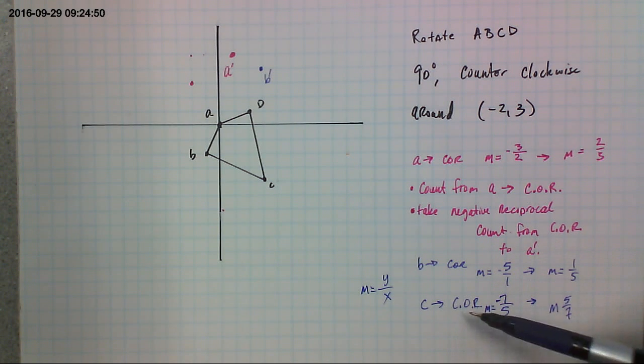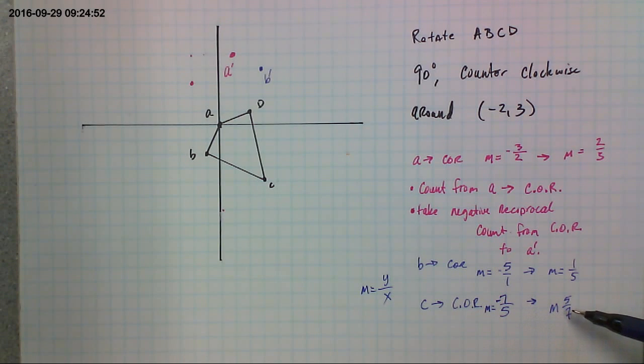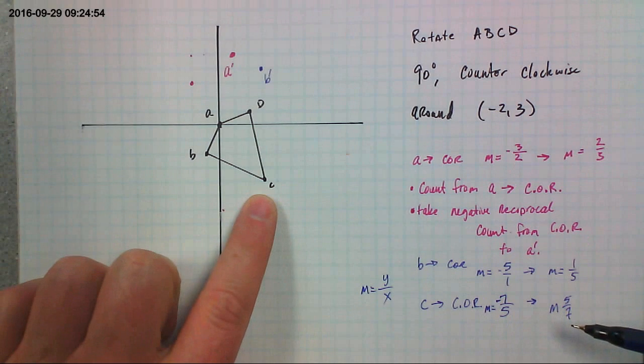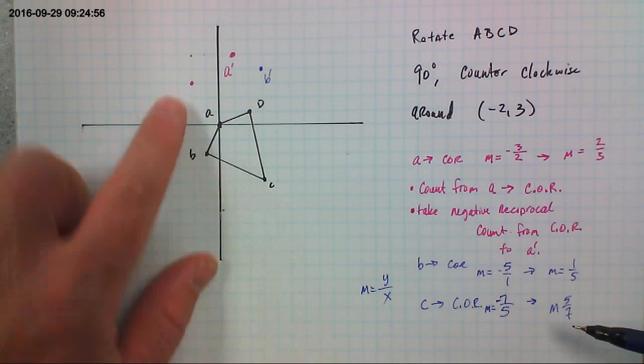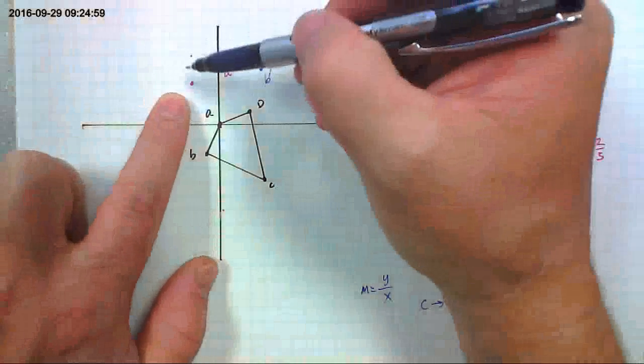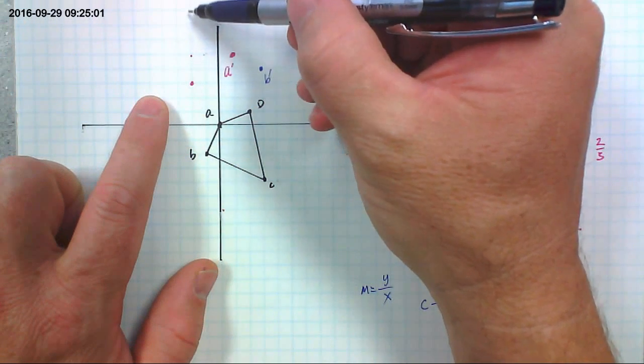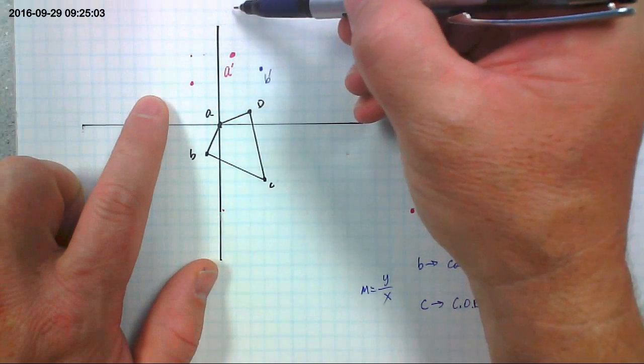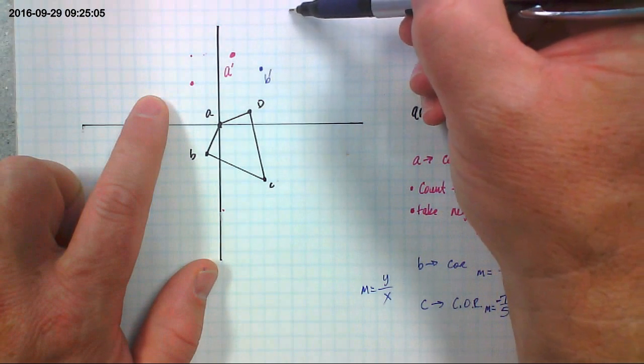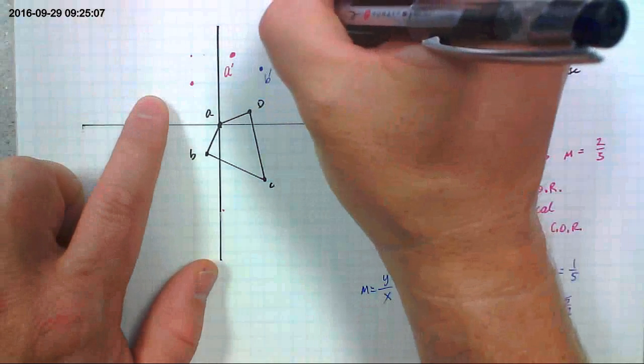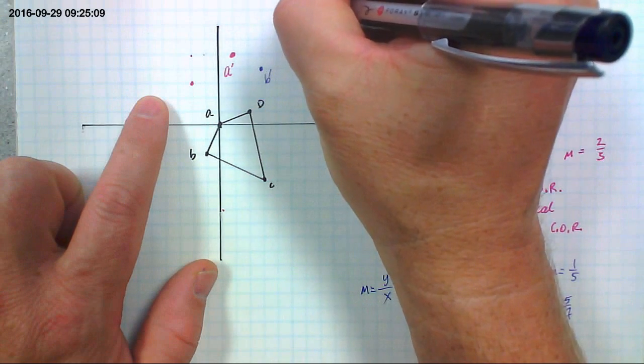So we're going to start at the center of rotation and count to our new location for the rotation of this. So starting here, going up 5, 1, 2, 3, 4, 5, and over 7, 1, 2, 3, 4, 5, 6, 7. Oh, and that would be C prime.